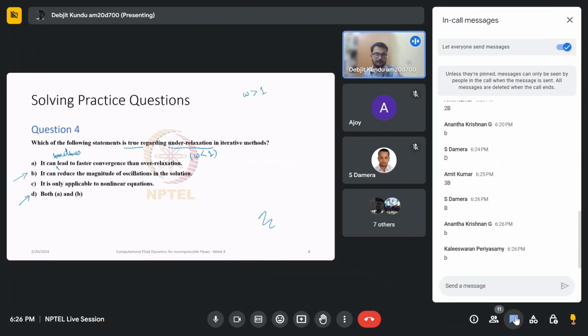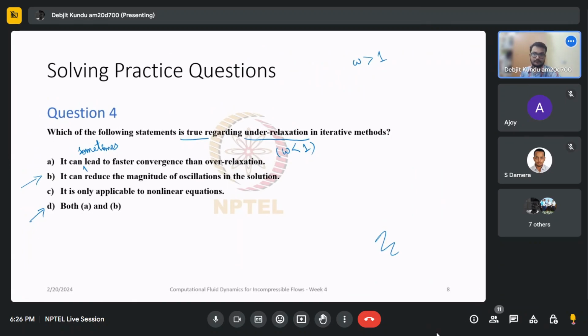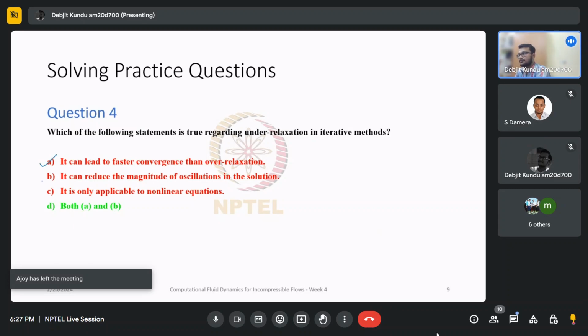More responses are in favor of option B. Now, a response in favor of option D, which is saying that both A and B are true. Alright, so let's have a look at the solution. And it's actually option B, that is both A and B. So both A and B are true over here.